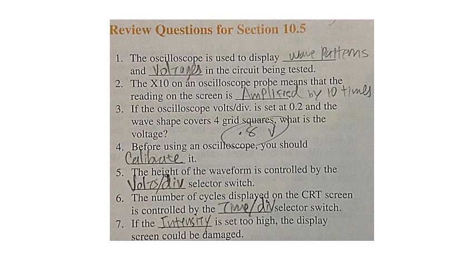Number 3, if the oscilloscope volts/div setting is set to 0.2 and the wave shape covers 4 grid squares, what is the voltage? In this case, it is 0.8 volts. Number 4, before using an oscilloscope, you should calibrate it. Number 5, the height of the waveform is controlled by the volts/div selector switch. Number 6, the number of cycles displayed on the CRT screen is controlled by the time/div selector switch.